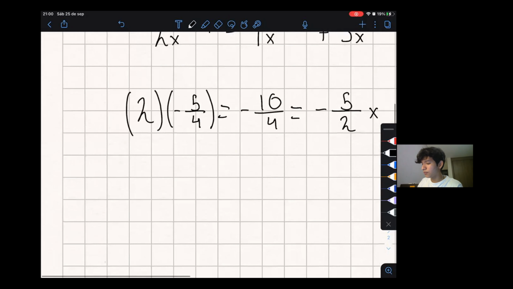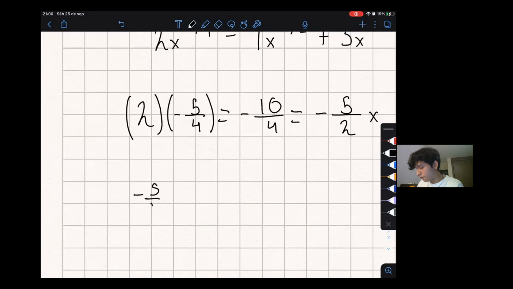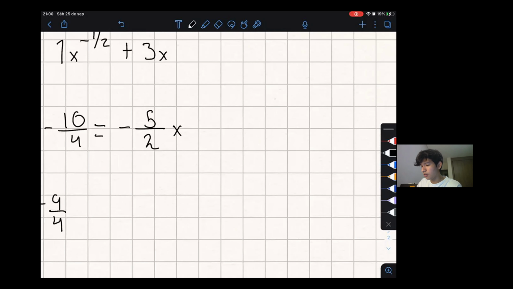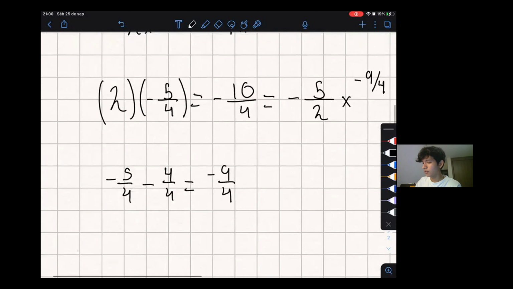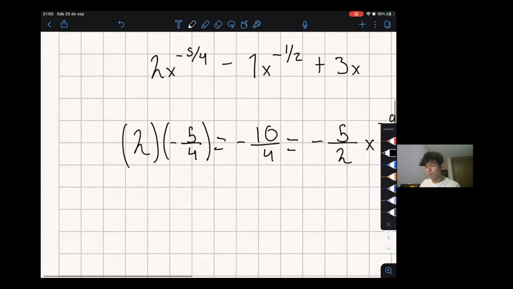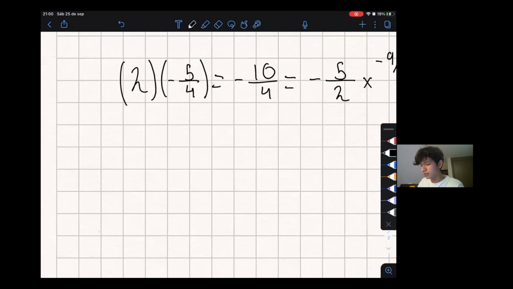Raised to the, we take the minus 5 over 4 and we subtract 1, that is, we can use 4 over 4 because it is the same as 1, which is equal to minus 9 over 4. So the exponent for this part is x raised to the minus 9 over 4. So the next value, which is 1, x raised to the minus 1 over 2, it is the same.